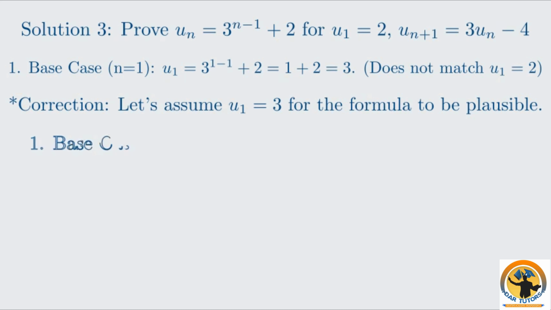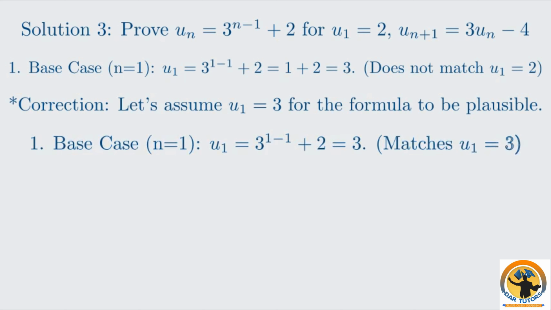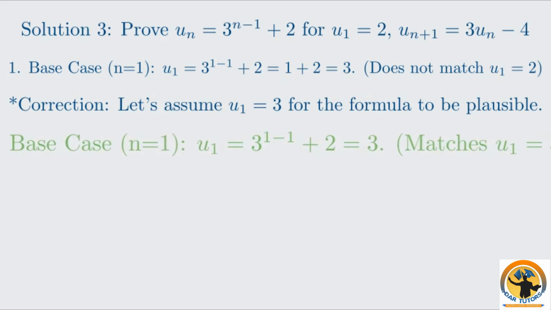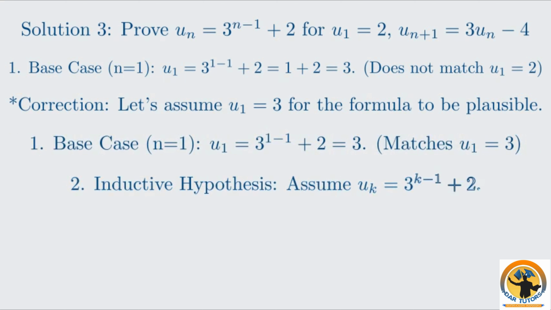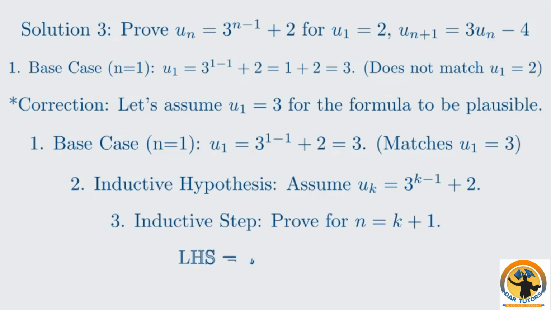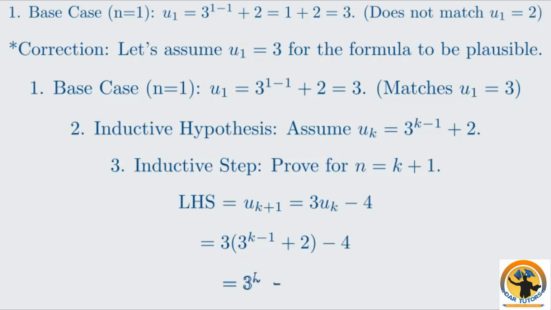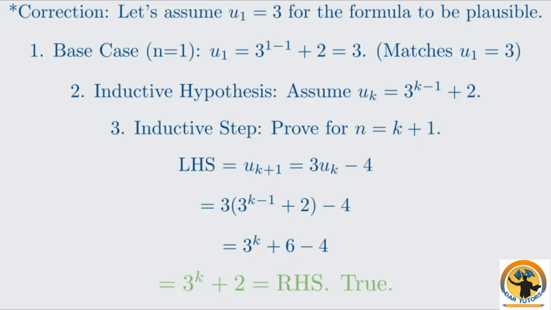For the purpose of demonstrating the method, let's assume the problem intended for u_1 to be 3. If u_1 equals 3, the base case holds. The inductive hypothesis assumes u_k equals 3 to the k minus 1 plus 2. In the inductive step, we substitute this into the recurrence relation, simplify, and show it equals 3 to the k plus 2, which is the formula for k plus 1.